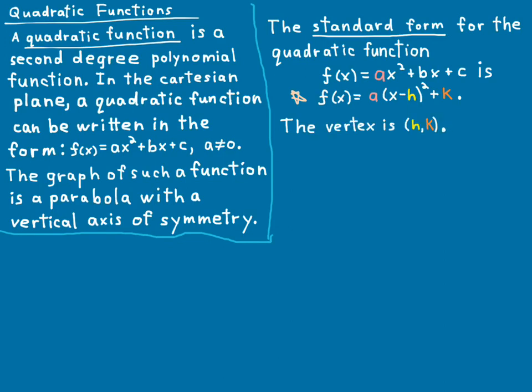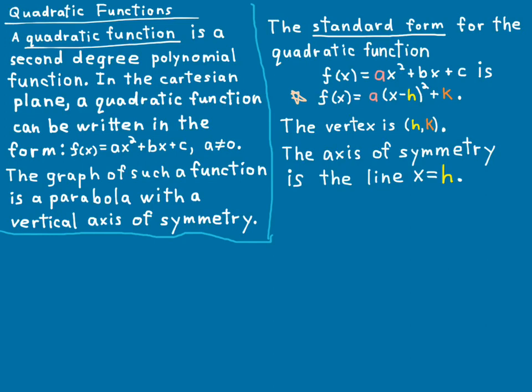So the vertex there is h comma k. And this goes alphabetical, hk, just like xy. And the axis of symmetry is the line x equals h. That's because the axis of symmetry always goes through the vertex, and at the vertex, the value of x is h. And since it's a vertical line, the value for x has to be the same for all the points. So that means it's x equals h. And then, of course, implied there is that y is any real number.